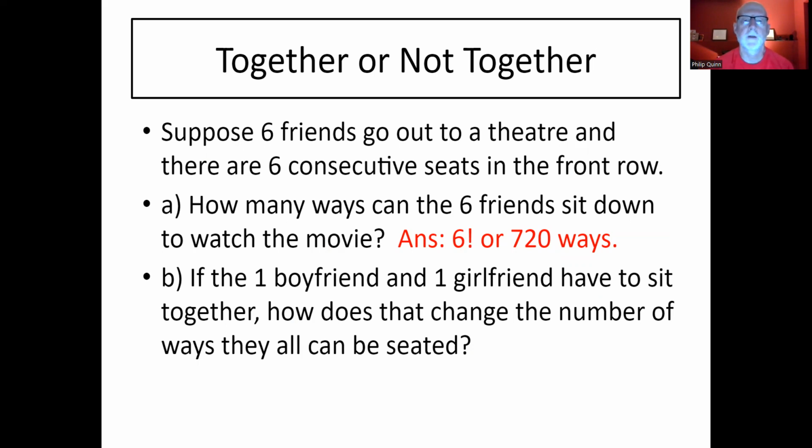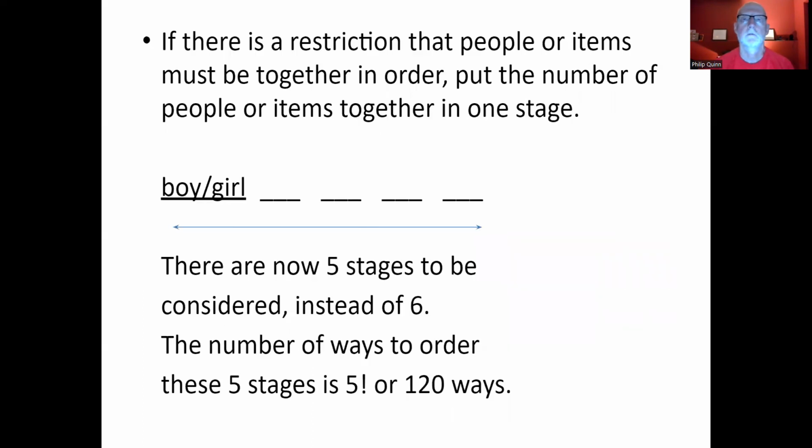If one boyfriend and one girlfriend have to sit together, how does that change the number of ways they can all be seated? If there is a restriction that people or items must be together, put the number of people or items together in one stage. So I've drawn 5 lines here, 1, 2, 3, 4, 5, to represent tasks or stages. And we'll put the boy and girl into one stage because they have to be together.